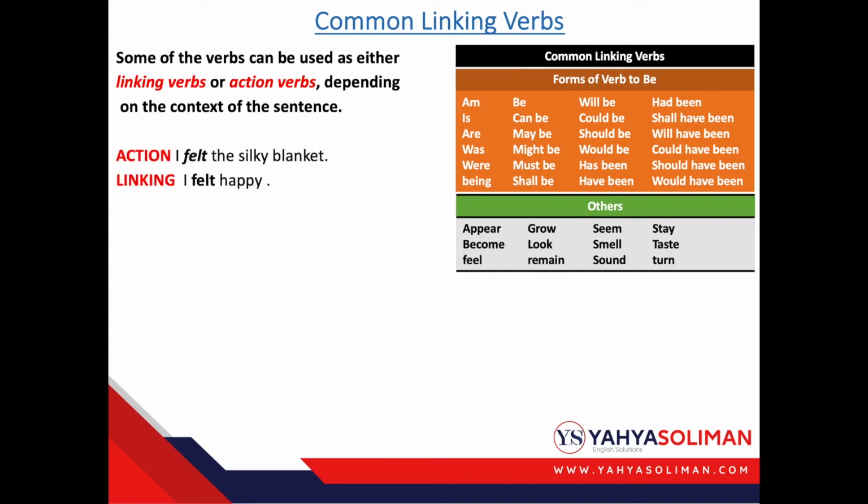For example, I felt the silky blanket. This is an action verb. I felt happy. This is a linking verb. So here I can say, I was happy. Here verb to be substituted the verb felt.